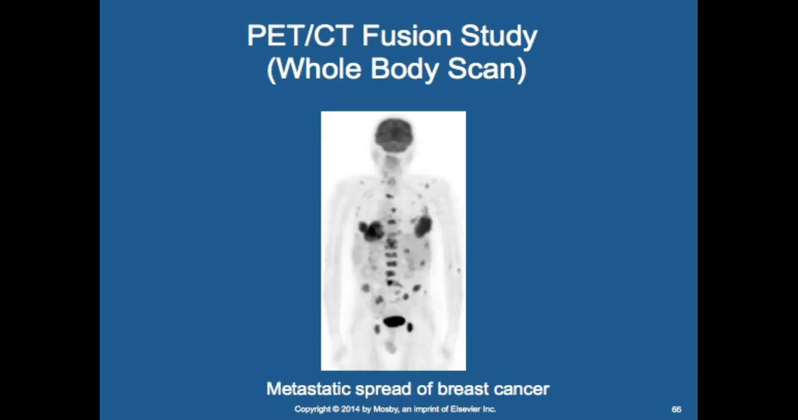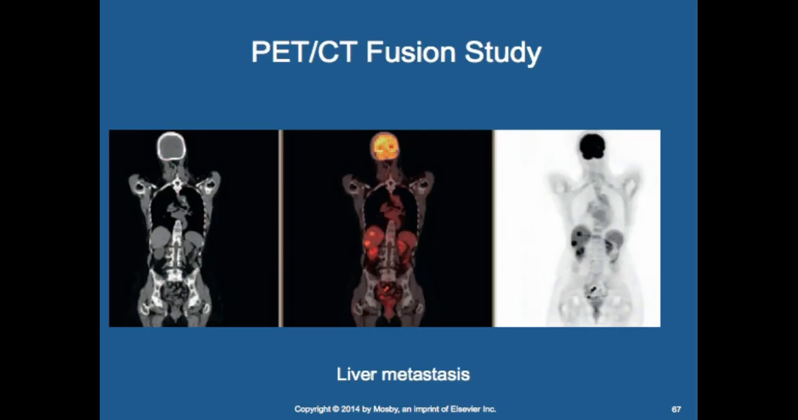So, a fusion study, whole body, showing metastatic spread of breast cancer. It looks like just the nuclear medicine scan, but we can fuse it. So we can take the CT scan and the nuclear medicine scan, and we can fuse the two, and we can see the hot spots within the liver. Sometimes it's hard to tell exactly where they're at, so we can scroll through the CT and see the extent of the disease within the liver.